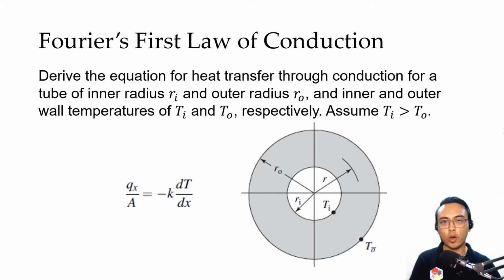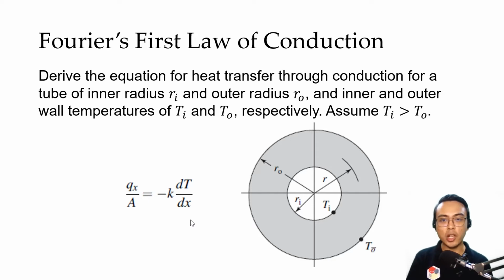Okay, so let's go straight to our first derivation exercise. We want to derive the equation for heat transfer through conduction for a tube of inner radius r sub i and outer radius r sub o, and inner and outer wall temperatures of Ti and To respectively. Assume that the inside temperature Ti is greater than the outside temperature To. So we are expecting that the heat will be transferred from the inside of the pipe to the outside of the pipe. And our starting point for this derivation will be Fourier's first law of conduction, that is Q over A is equal to negative k times dT over dx.